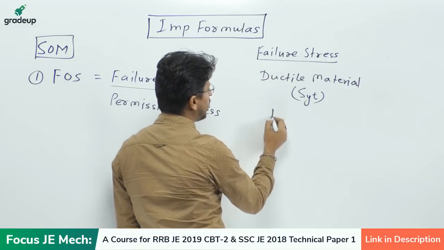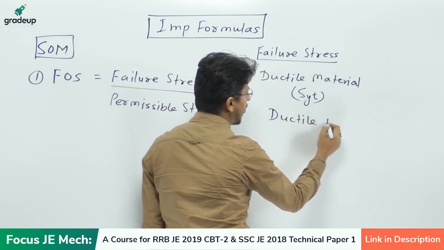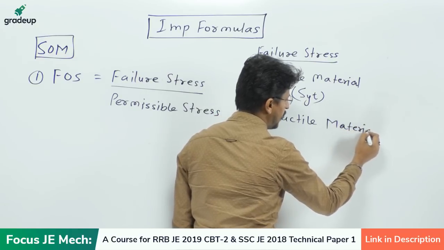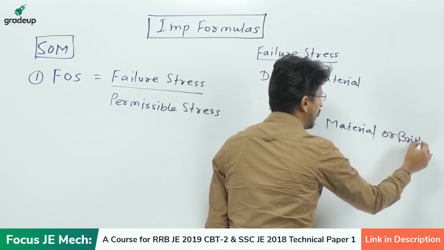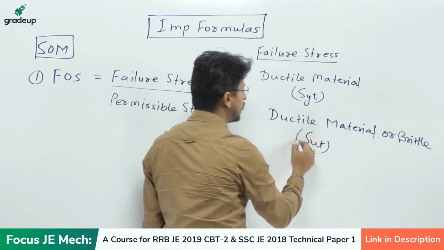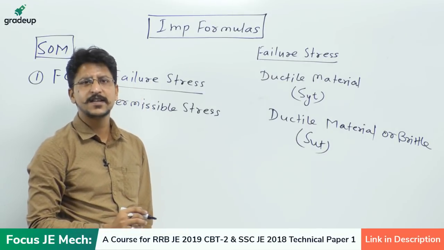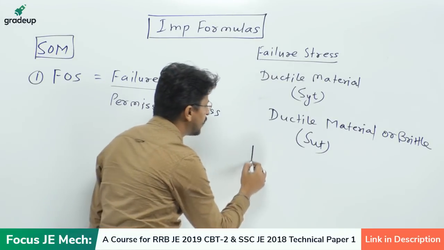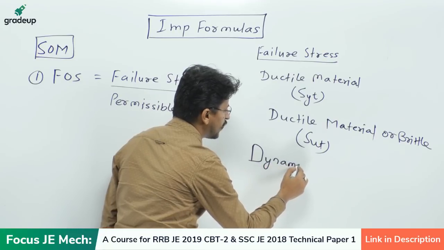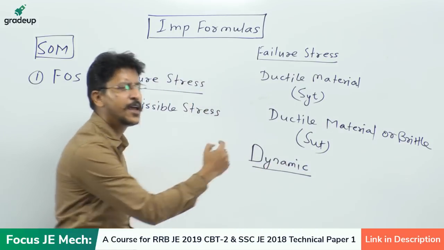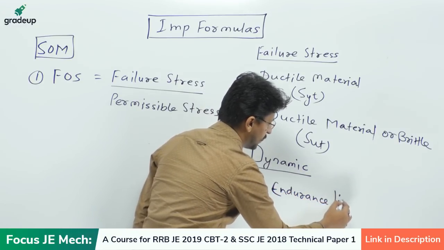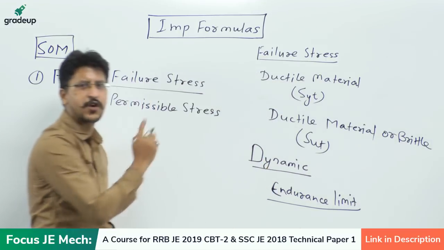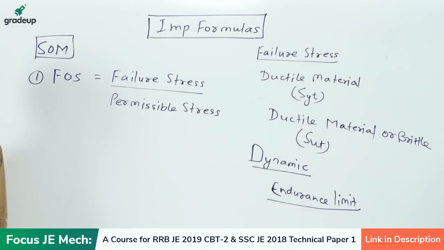Okay, in the case of ductile material, when permanent deformation is allowed, or if we have the brittle material, then we use the ultimate stress that is given by SUT. And if we have the case of dynamic loading, you can say fluctuating or fatigue loading, in that case we use this failure stress as your endurance limit. Clear? So this is everything about this formula for the factor of safety. Clear? Yes or no?